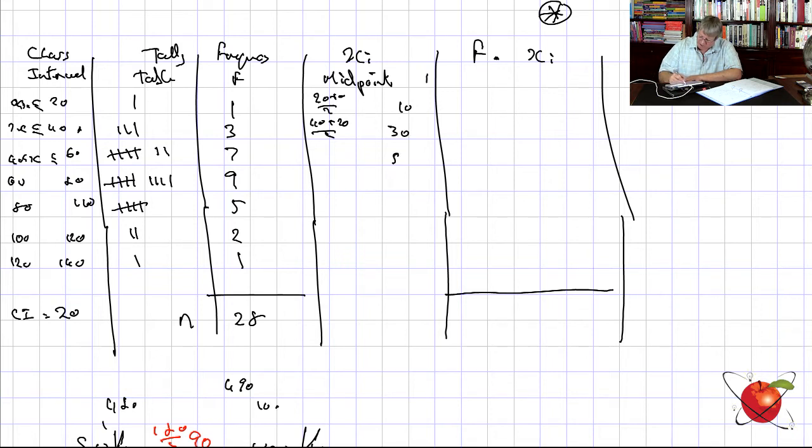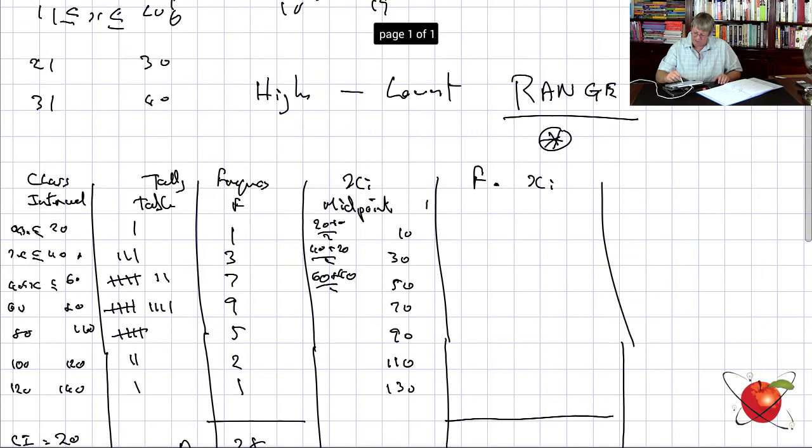Then it's going to be 50. 60 plus 40 over 2. Can you see that? Next one is 60 plus 80 over 2, which is going to be 70, 90, 110, and 130. So essentially what we're saying is that the one person down here has got a mass of, say, 130 kilos, and up here, it's silly because you can't have 10 kilos and be measuring these people, but then we say frequency times xi, which is the midpoint.